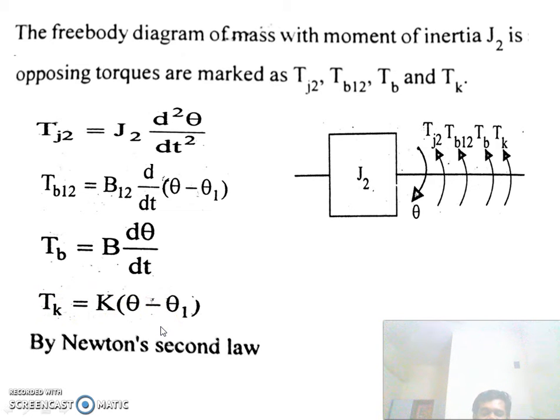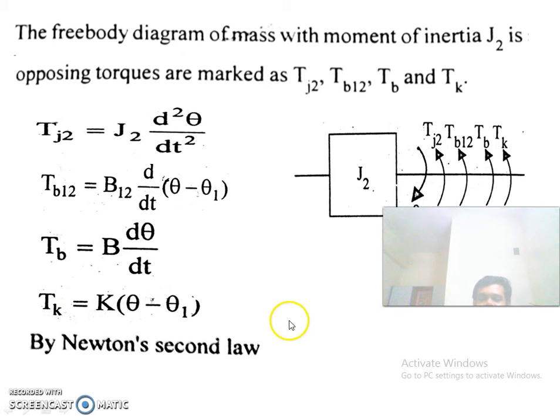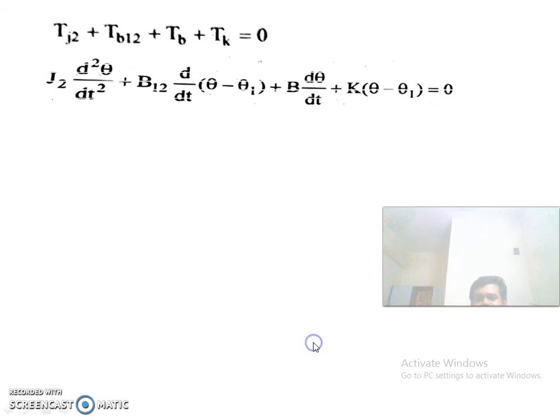By Newton's second law, opposing torque is equal to applied torque. Here there is no applied torque, so its value is 0, and we substitute the values of all these opposing torques. So we get this differential equation. Now we are going to find the Laplace transform of this equation.